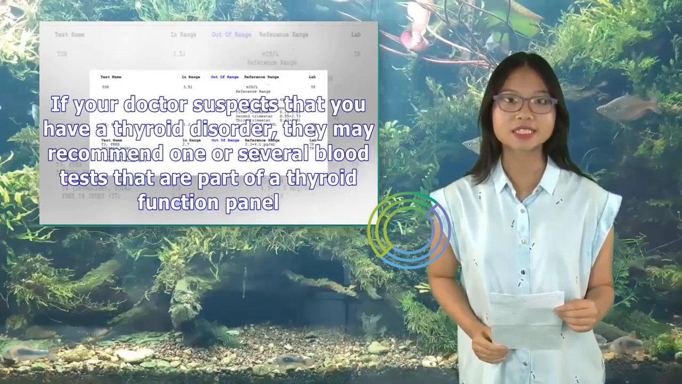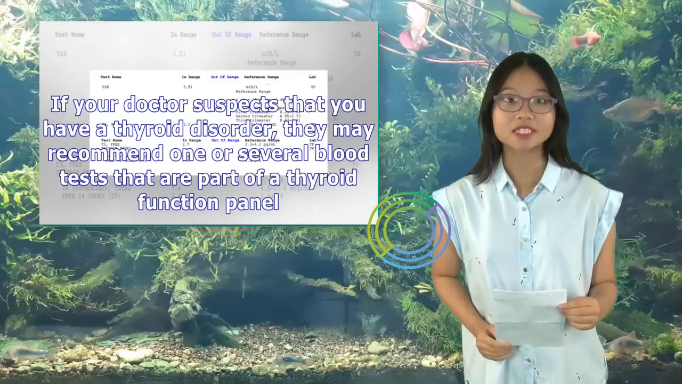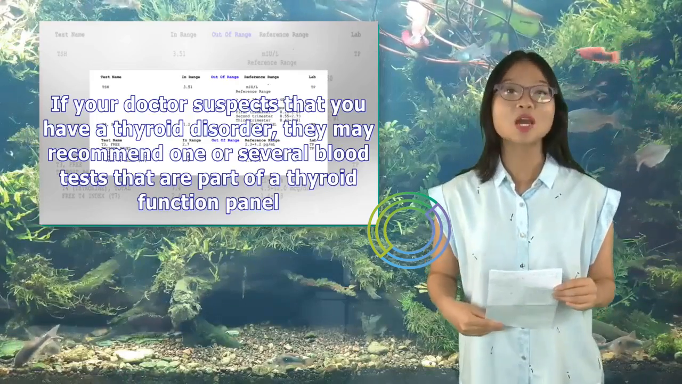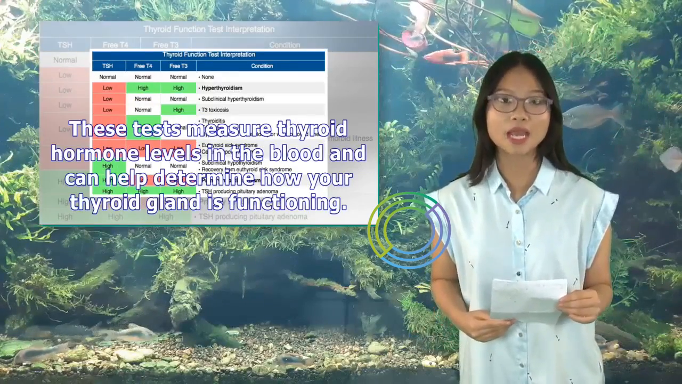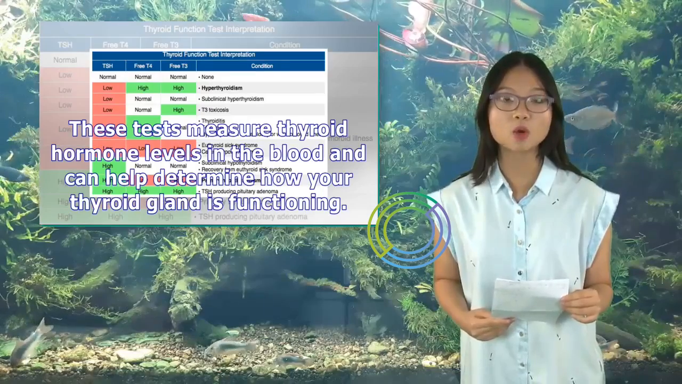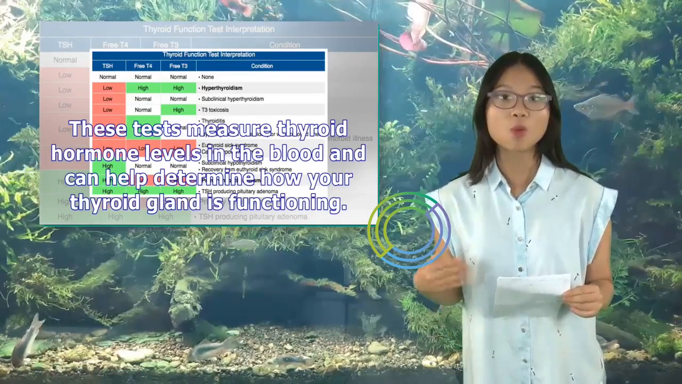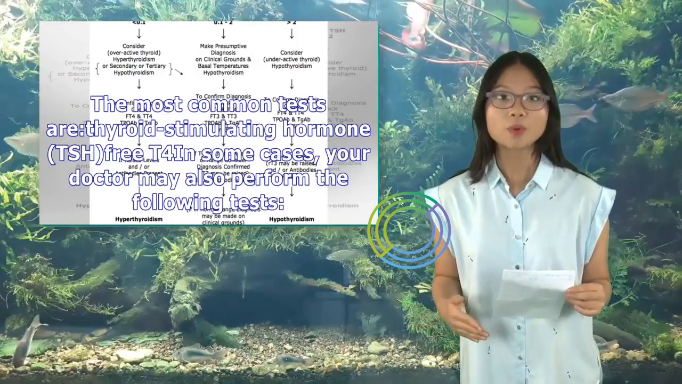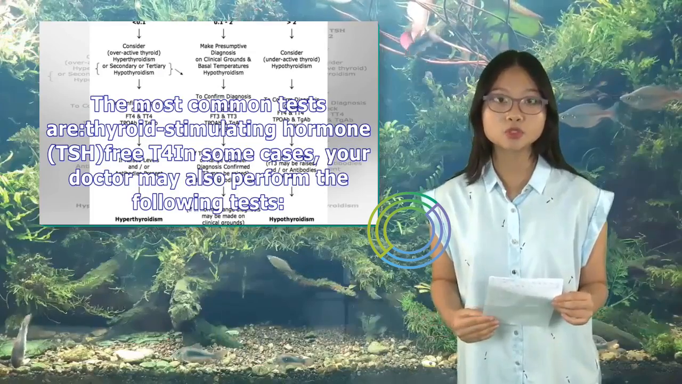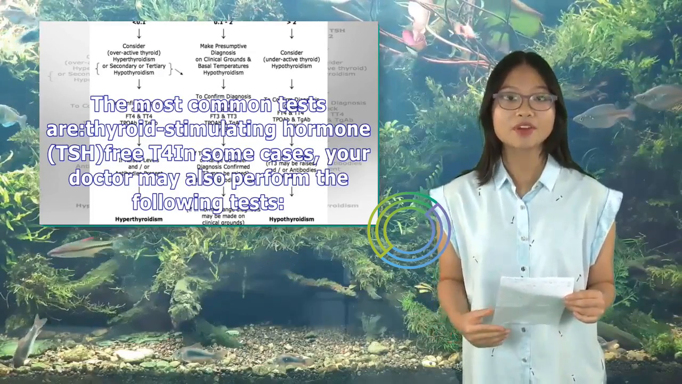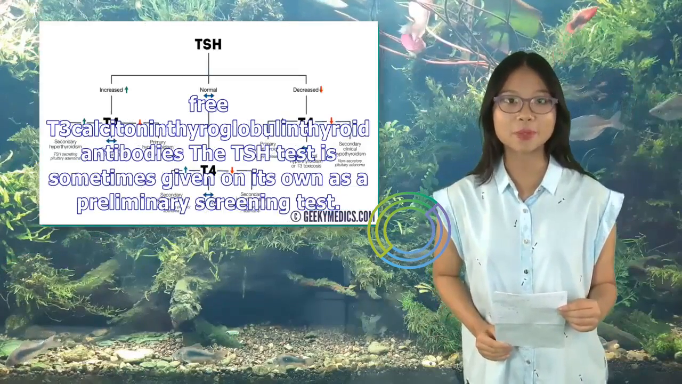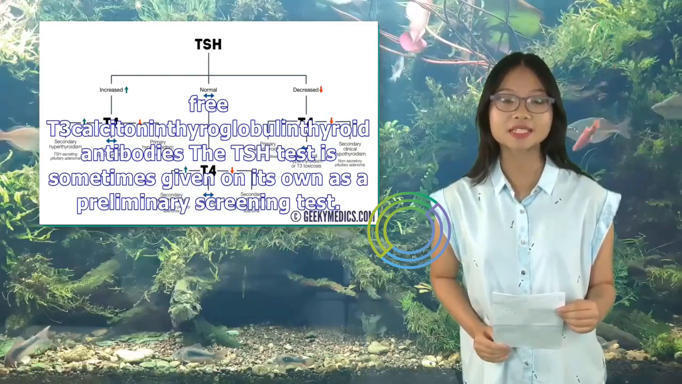If your doctor suspects that you have a thyroid disorder, they may recommend one or several blood tests that are part of a thyroid function panel. These tests measure thyroid hormone levels in the blood and can help determine how your thyroid gland is functioning. The most common tests are thyroid stimulating hormone, TSH, and free T4. In some cases, your doctor may also perform the following tests: free T3, calcitonin, thyroglobulin, and thyroid antibodies.